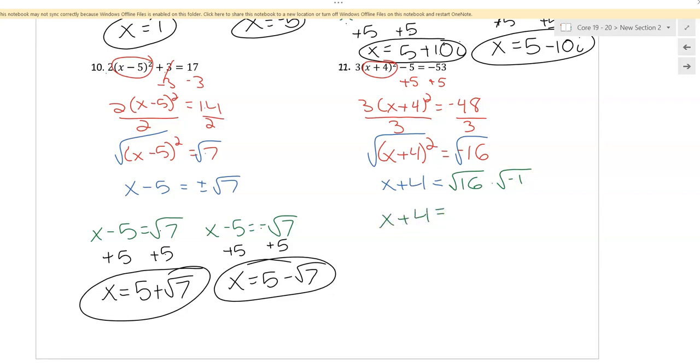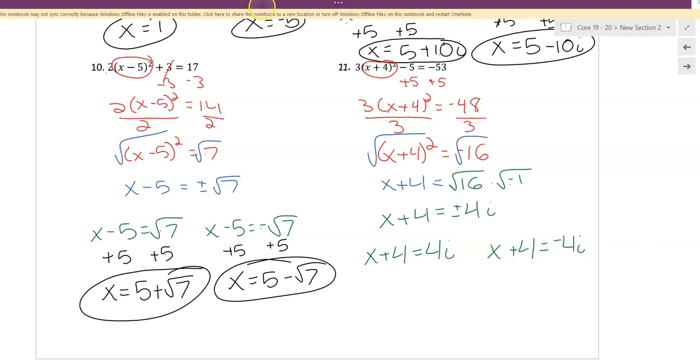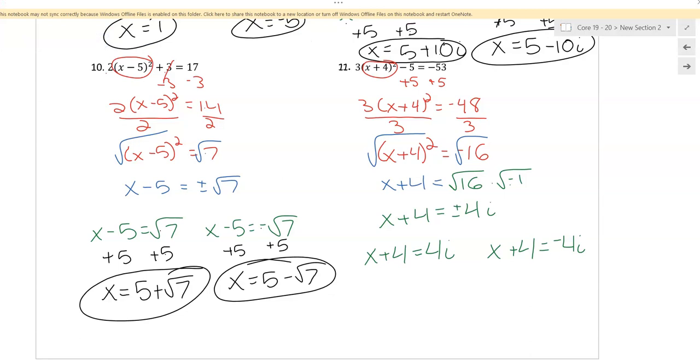The square root of 16 is positive and negative 4. The square root of negative 1 is i. Splitting it up, I have x plus 4 equals positive 4i, and x plus 4 equals negative 4i. Solving for x, I'm subtracting 4 from both sides. That's negative 4 plus 4i.